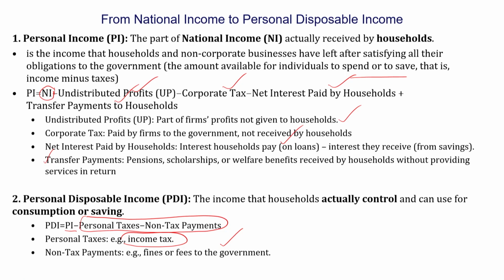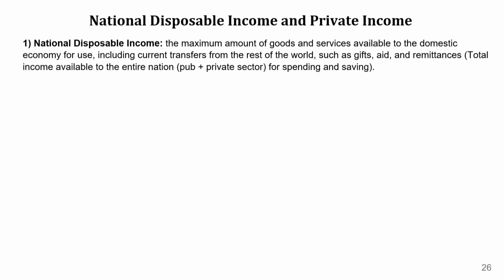That means either consume or save. Now let's also get into another related concept, just to distinguish between national disposable income and national private income. Coming to national disposable income, we already defined it. That is the maximum amount of goods and services available to the domestic economy for use, including current transfers from the rest of the world, such as gifts, aid and remittance.